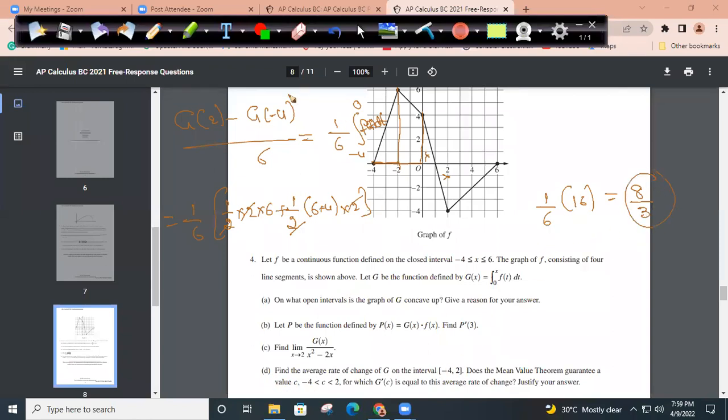I hope everyone understood. Clear? We're not doing any magic. Some basic calculation. So the average rate of change of G on the interval from -4 to 2 is 8 by 3. So answer for this part should be 8 by 3 units.